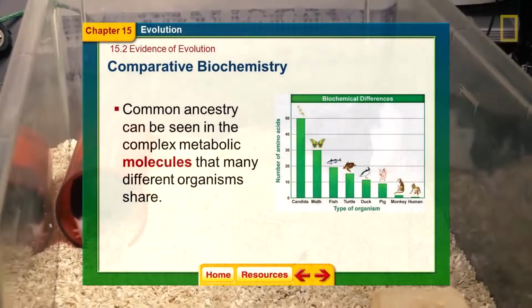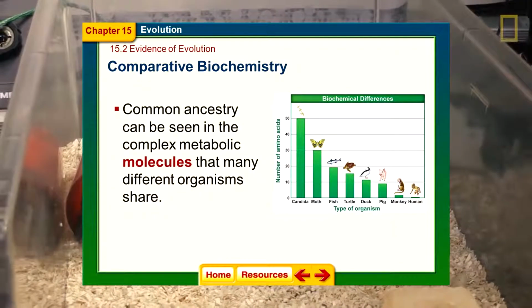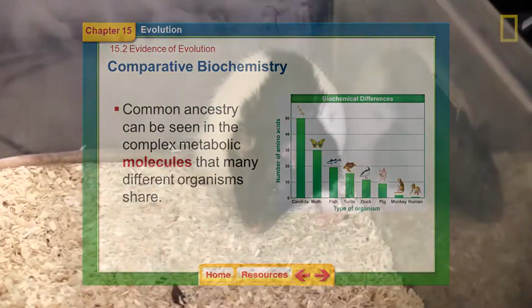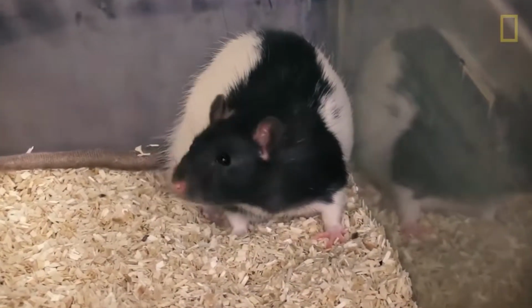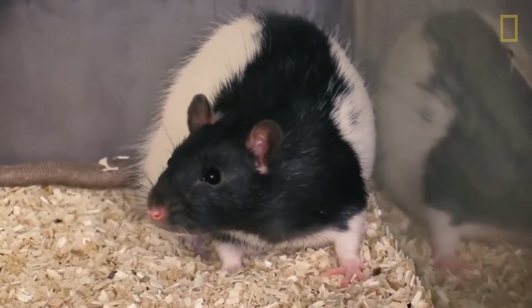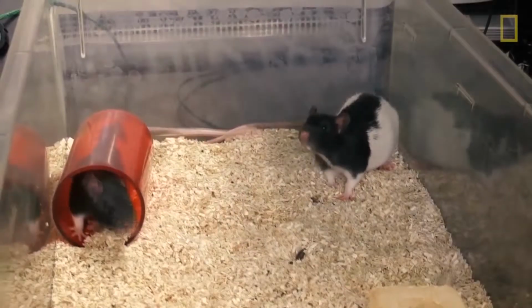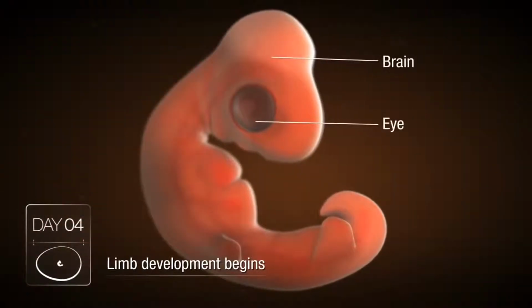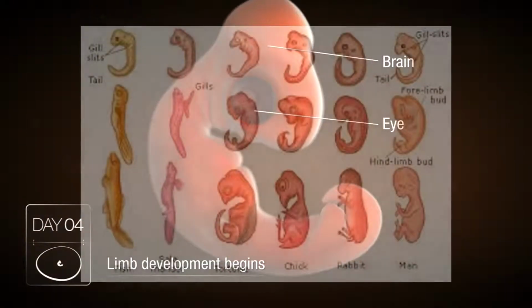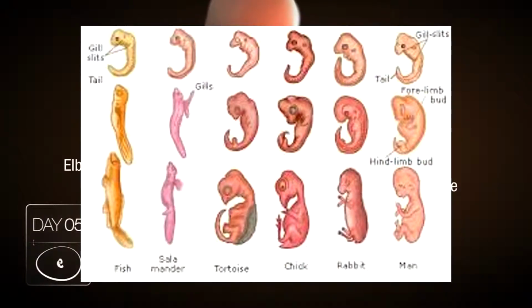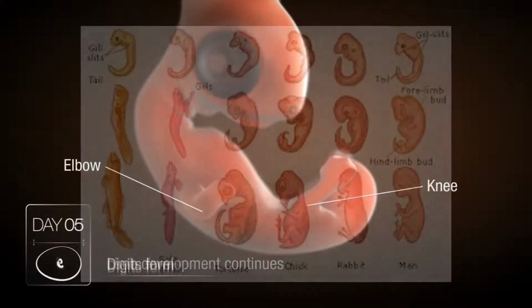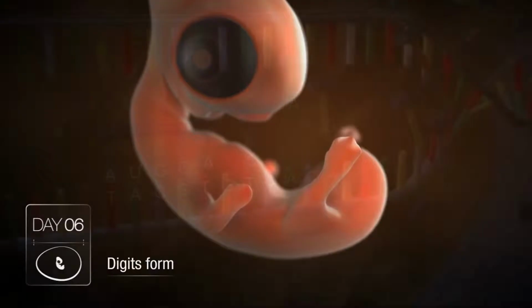Third, scientists look at comparative biochemistry, where a common ancestor will have common biochemical pathways. This is why mice can be used as test subjects for human medicine because of their biochemical similarities. Fourth, scientists look at comparative embryology, which shows how closely related organisms go through similar embryo development.